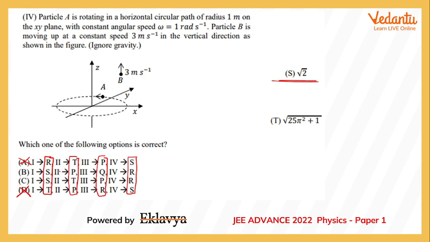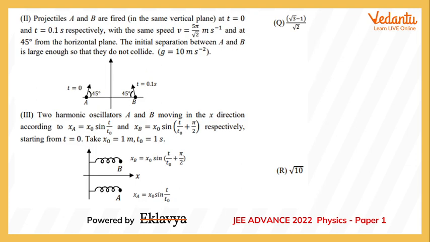So I can see that in the second only these two have different expressions. So the moment I solve the second one, then I'll be able to decide whether B is correct or C is correct. So let's have a look at the second one. In second one, we have two projectiles. All right, one projected at t equal to 0 and the other projected at a later instant 0.1 second. And they're both projected with the same speed, which is this.